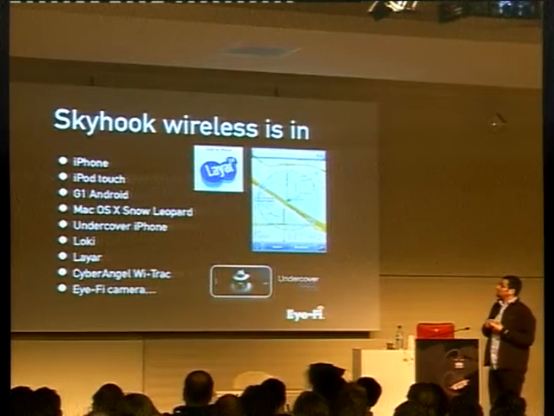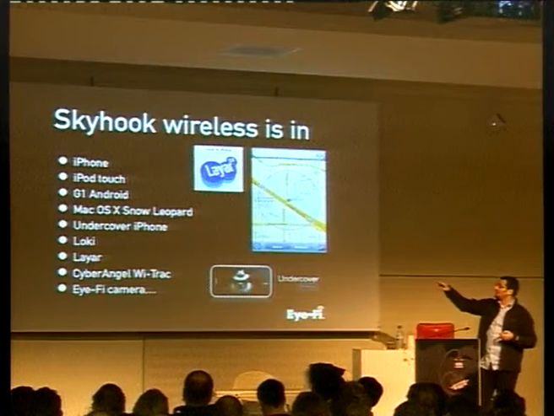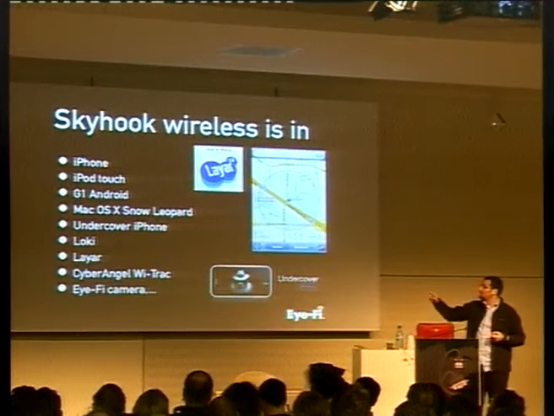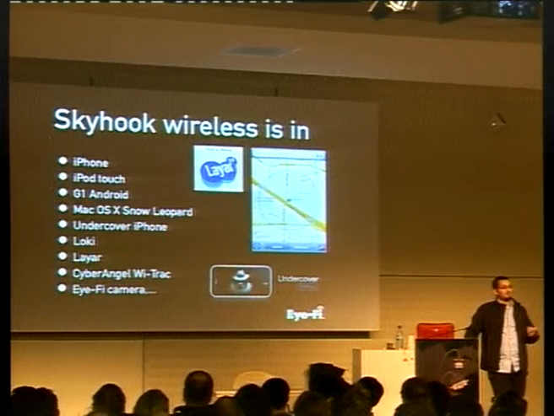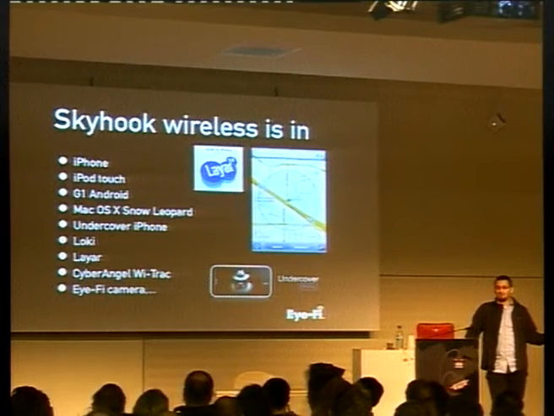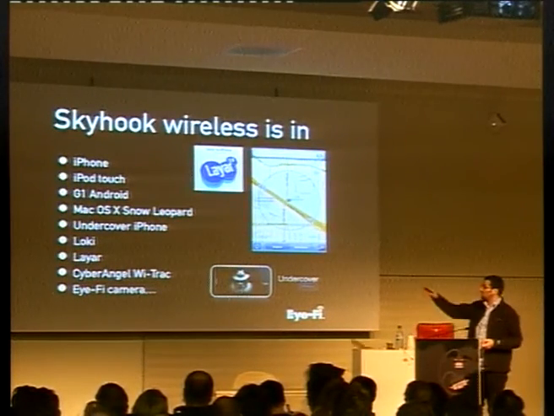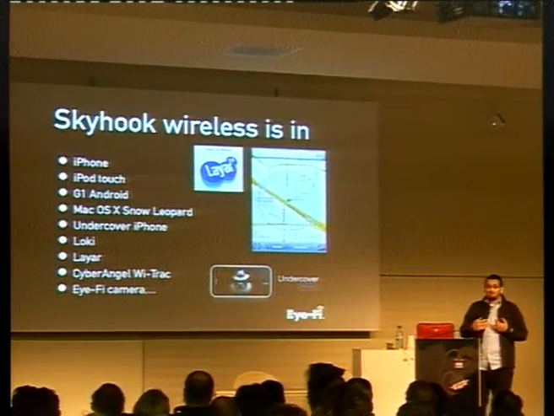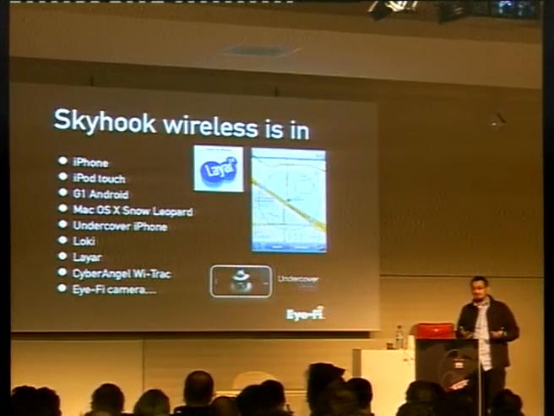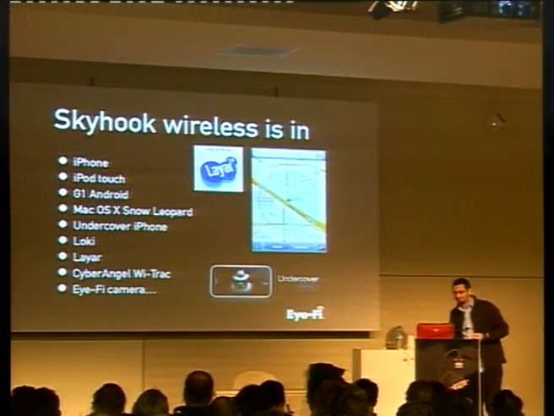The G1 Android, Snow Leopard, and then there are a couple of tools like Undercover iPhone or Cyber Angel Y-Track, which are very practical. They allow you to monitor where your phone is going, so in case you lose it, it's really a practical service. You can delete it. You can even turn on the camera. For Undercover iPhone, you can turn on the camera of the laptop if it gets stolen. So, you know, it's a service that I would personally accept. But still, it sends constantly to Skyhook Wireless.